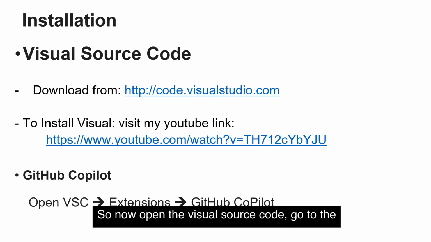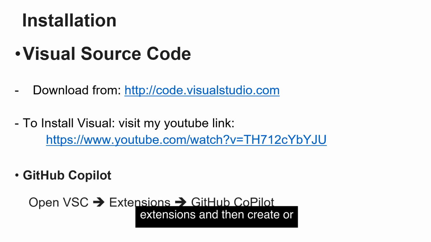So now open the Visual Source Code, go to the extensions, and then trace or find out where GitHub Copilot is.